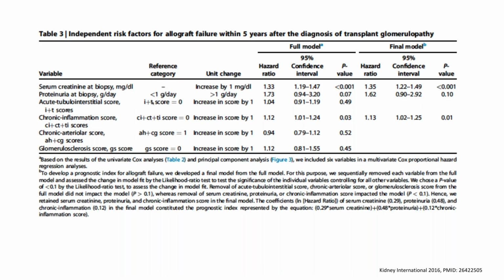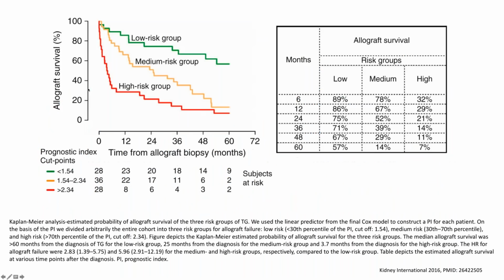Now, when somebody comes with proteinuria and graft dysfunction to a biopsy, and that biopsy is showing transplant glomerulopathy, based on the pathology findings, the inflammation, the proteinuria, and the creatinine, you come up with a score and categorize the patients into groups.